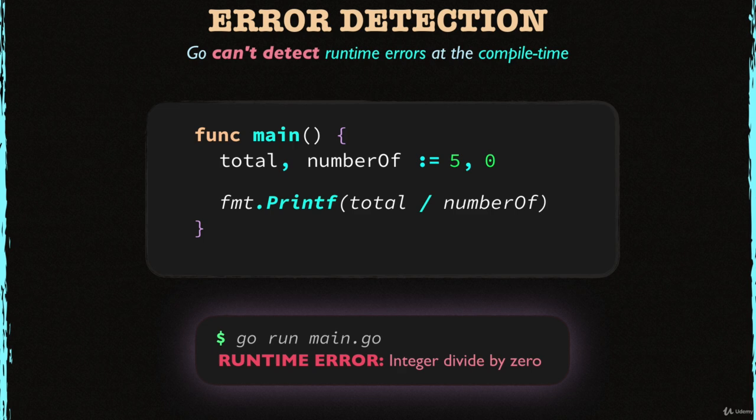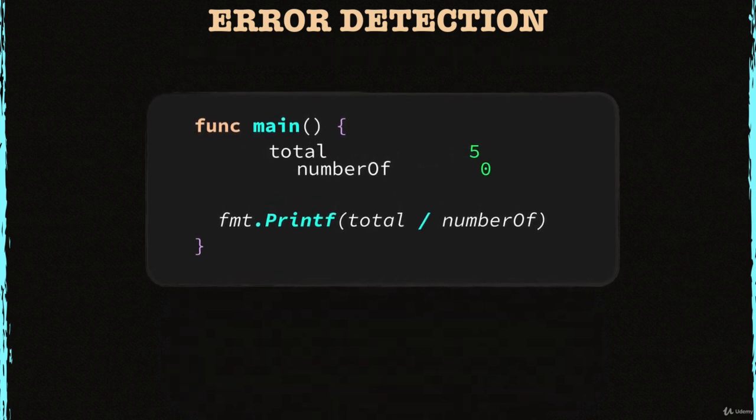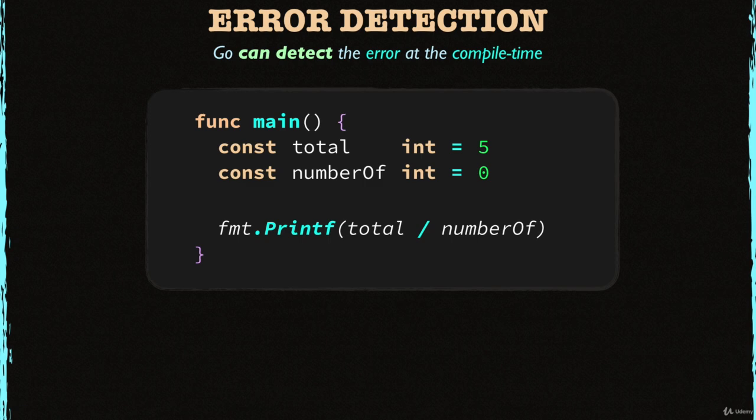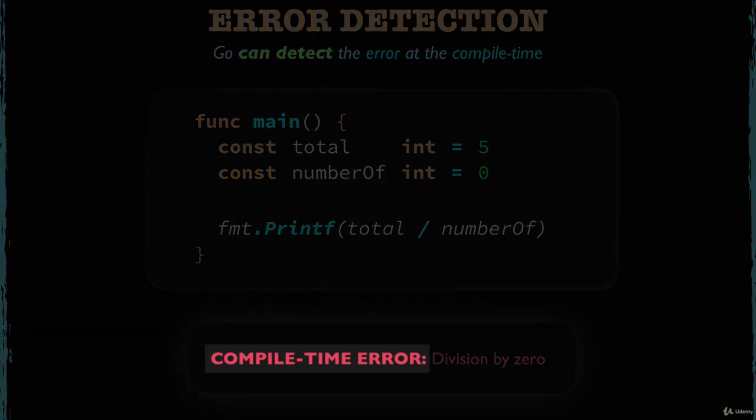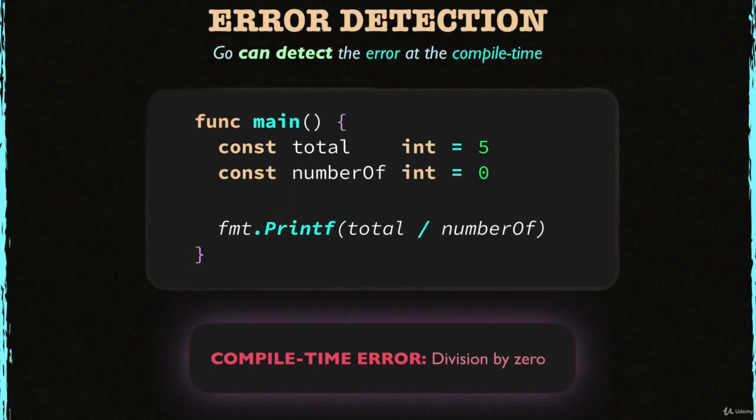Now let's do the same thing using constants this time. This time I use constants instead of variables. As you know, constants belong to the compile time, right? So when I try to divide the total with the number of constant, Go will warn me like this. The difference from the previous example is that this error occurs at the compile time. So you don't have to run your program. Once you save your program, you are going to see this error immediately. So constants allow you to catch the programming errors earlier. It's always safer and easier to catch the errors at the compile time rather than in runtime.